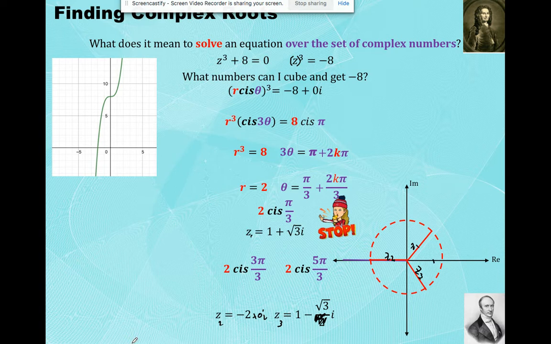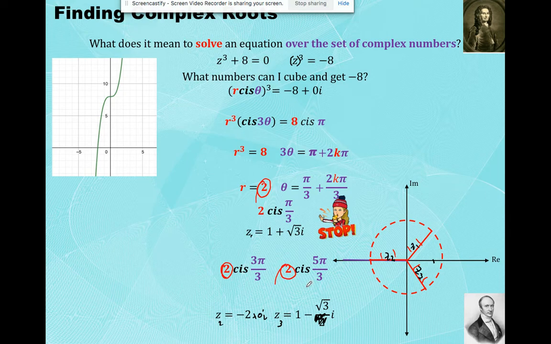What's true about the radii of a circle? They're all the same. Is the length of Z1, Z2, and Z3 all the same? Yes, because what's their radius for each one? 2. Oh, snap.